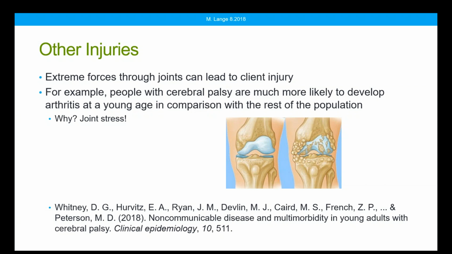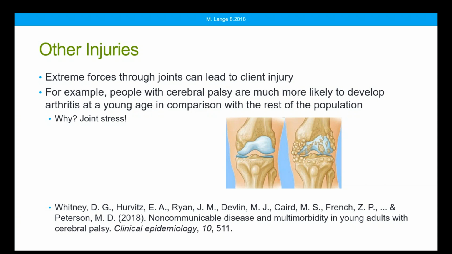We already know that research shows that people with cerebral palsy are much more likely to develop arthritis at a younger age in comparison with the rest of the population. Why? Well, it's because of joint stress. If we live long enough, all of us will develop some degree of arthritis. It's just from wear and tear on our body. I know it's a bit depressing, but our clients who are exerting these forces through their body are increasing that wear and tear significantly.